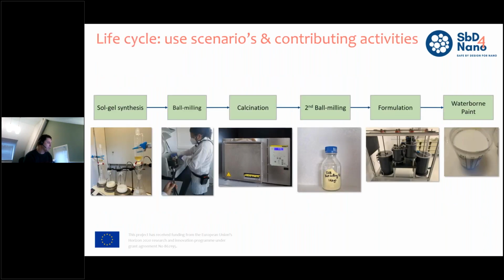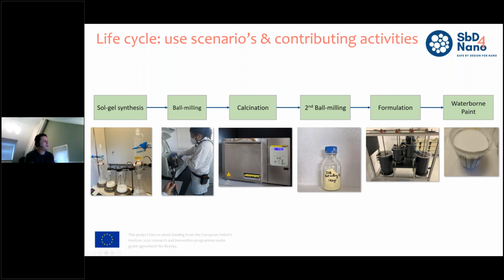Of course, what's also very relevant in such a scenario is to have an understanding about the different use scenarios throughout the life cycle. And you can see here some examples where, in the early stages of the product design, you have to synthesize the nanoform. This is a sol gel synthesis for these particular particles. These are then dried and then ball milled, and then put in an oven where a calcination step is done, and after that it's ball milled again, and then you have here in the bottle the actual nanoparticles being shown.